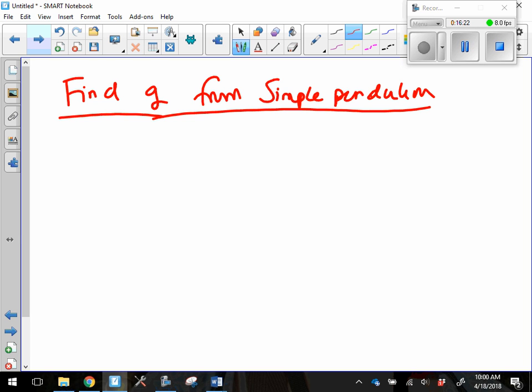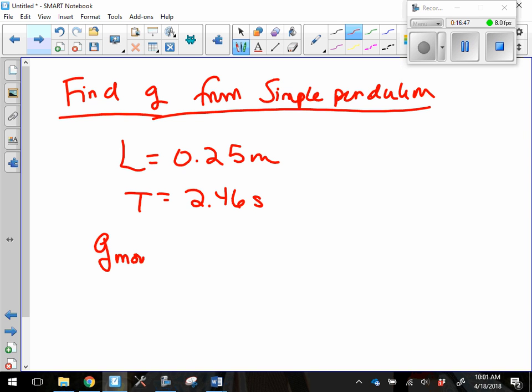Okay. So you make it swing back and forth, and you measure it, and then, because you happen to be stranded on our own moon, and the length of your cord was 0.25 meters, and you ended up with a period of 2.46 seconds, tell me what the acceleration due to gravity is on the moon.